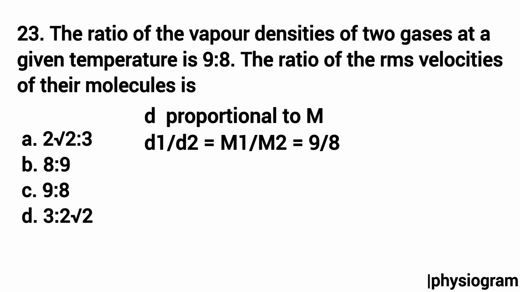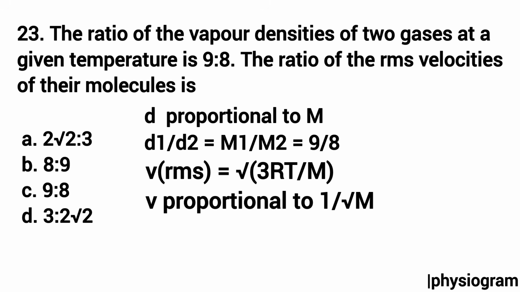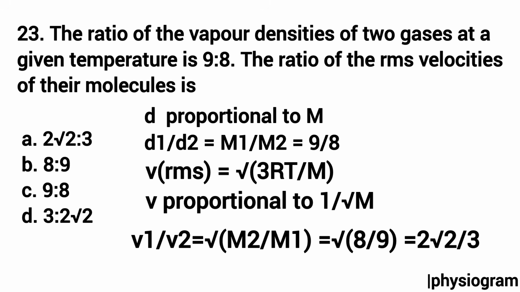The relation between vapor density and the molar mass is D is proportional to M. So M1 by M2 is equal to D1 by D2, which is equal to 9 by 8. And we know the RMS velocity formula is V rms equals root over of 3RT by M. So V is inversely proportional to root M. So V1 by V2 equals root over of M2 by M1. So we'll get here root over of 8 by 9, that is 2 root 2 by 3. So the correct answer will be option number A, that is 2 root 2 is to 3.